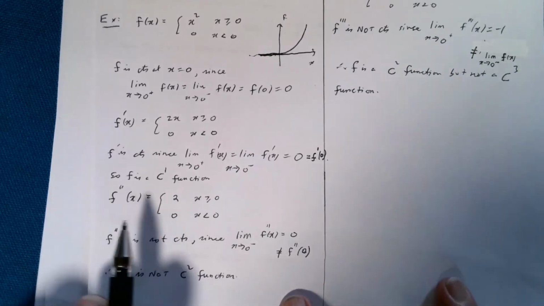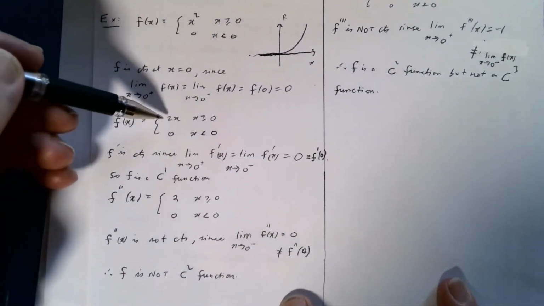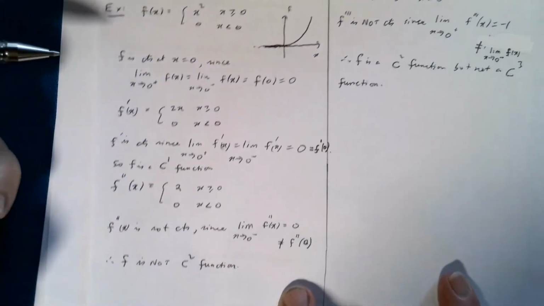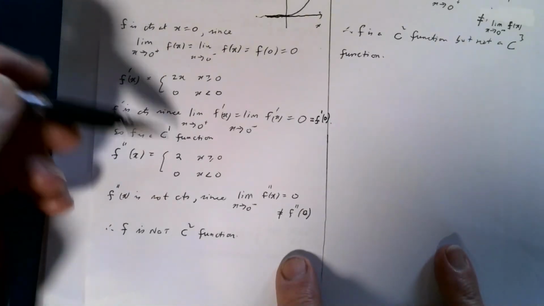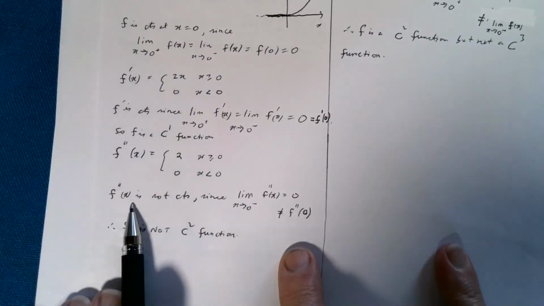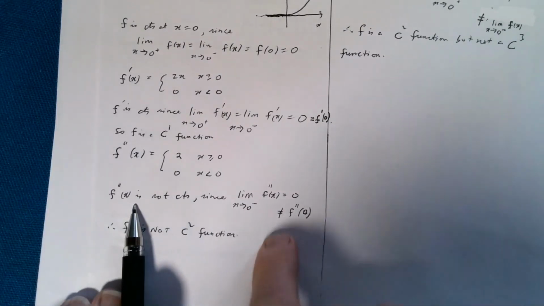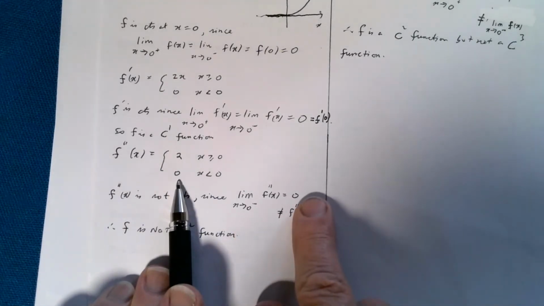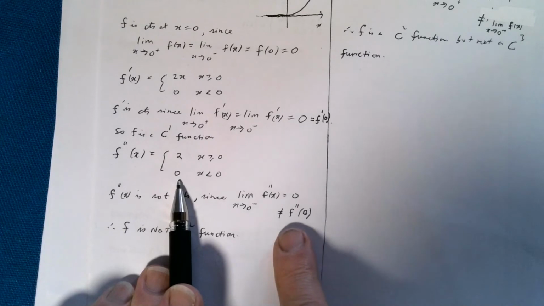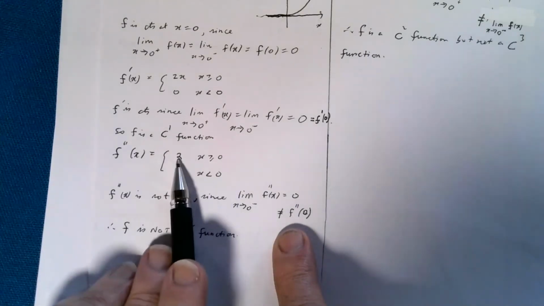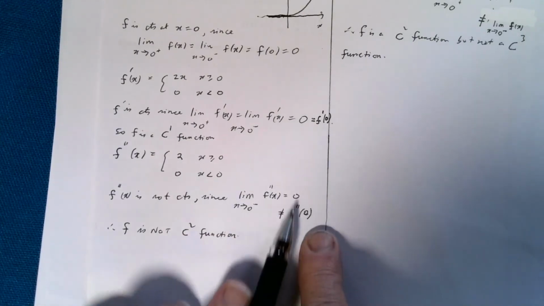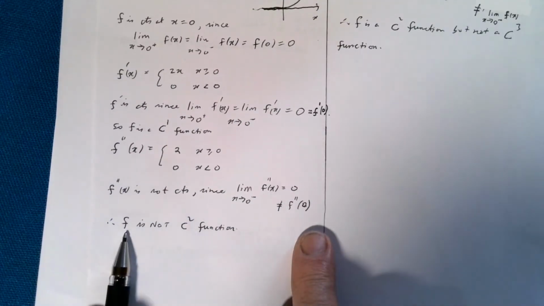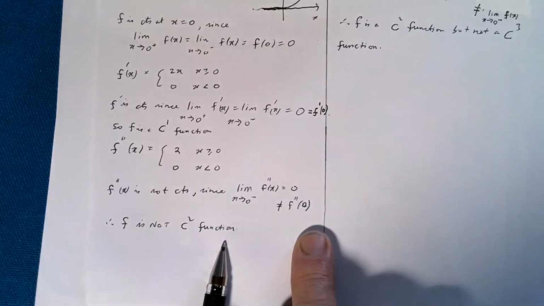If you now go to the second derivative, you differentiate 2x, you get 2, and 0 just stays as 0. And clearly this function is not continuous, because if you take the limit as x goes to 0 from below, then you're looking at this one, and that's 0. But f double dash of 0 is 2, and these aren't the same as each other. So the second derivative exists, but it's not continuous, so this is not a C2 function.